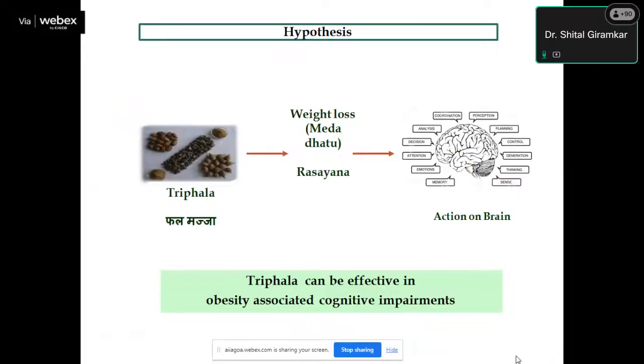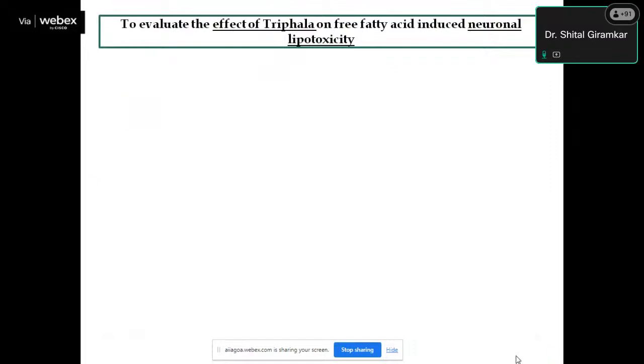Okay, ma'am. So on this background, we have hypothesized that AAA, which is a combination of three herbal drugs, that is Avla, Hirda, and Behda, can be beneficial in this condition as it works in weight loss due to its Meda Dhatu and Rasayana action, and the formulation is made from the phalamajja of the fruits, the middle part of the fruit, so that it can be beneficial in the function of the brain. So we hypothesize that tripla can be effective in obesity associated cognitive impairments.